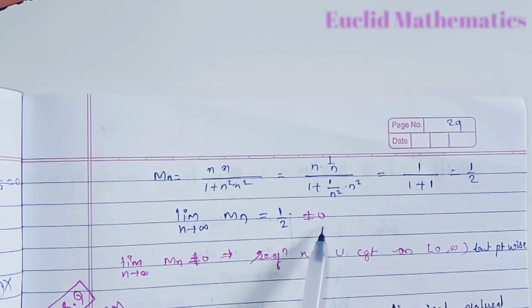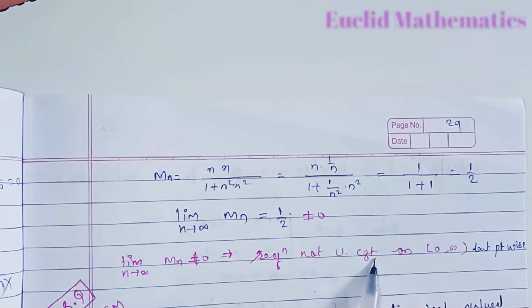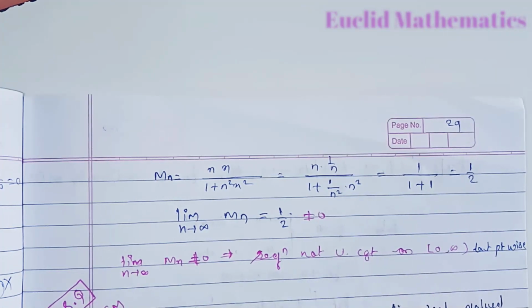This is non-zero. We know that if Mn is non-zero when we apply the limit n tends to infinity, then the sequence of functions is not uniformly convergent on that particular interval, here closed 0 to open infinity. If a sequence of functions is pointwise convergent, we cannot guarantee it is uniformly convergent. But if it is uniformly convergent, we can guarantee pointwise convergence. If it is not uniformly convergent, we cannot say anything about pointwise convergence.